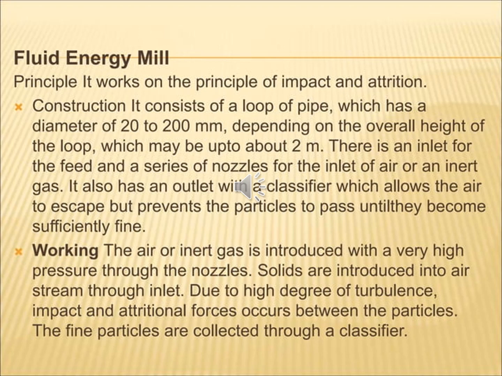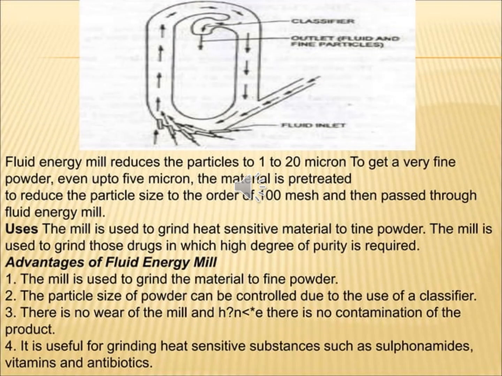Working: the air or inert gas is introduced at a very high pressure through the nozzles. Solids are introduced into the air stream through the inlet. Due to the high degree of turbulence, impact and attritional forces occur between the particles. The fine particles are collected through the classifier. So this is the diagram of the fluid energy mill, which reduces particles to 1 to 20 microns to get a very fine powder, even up to 5 microns.